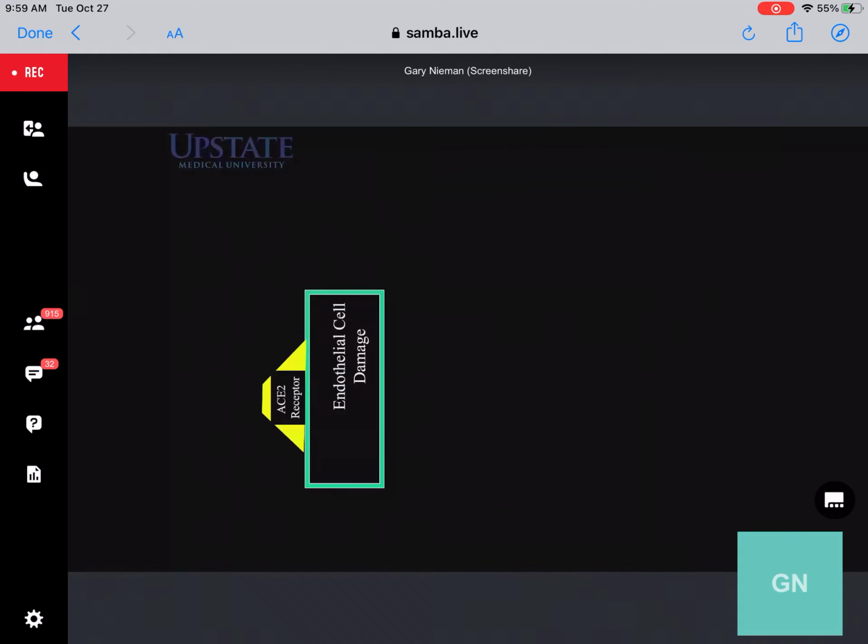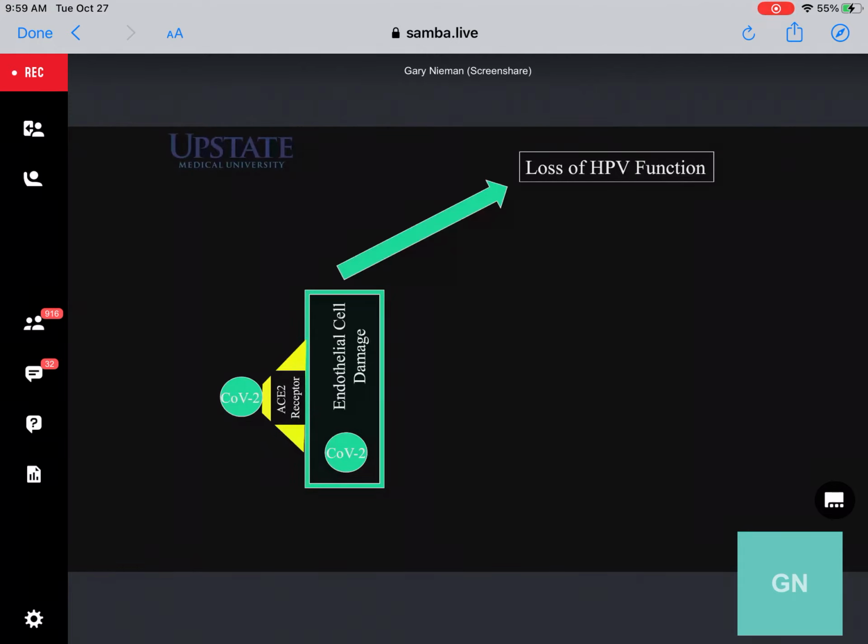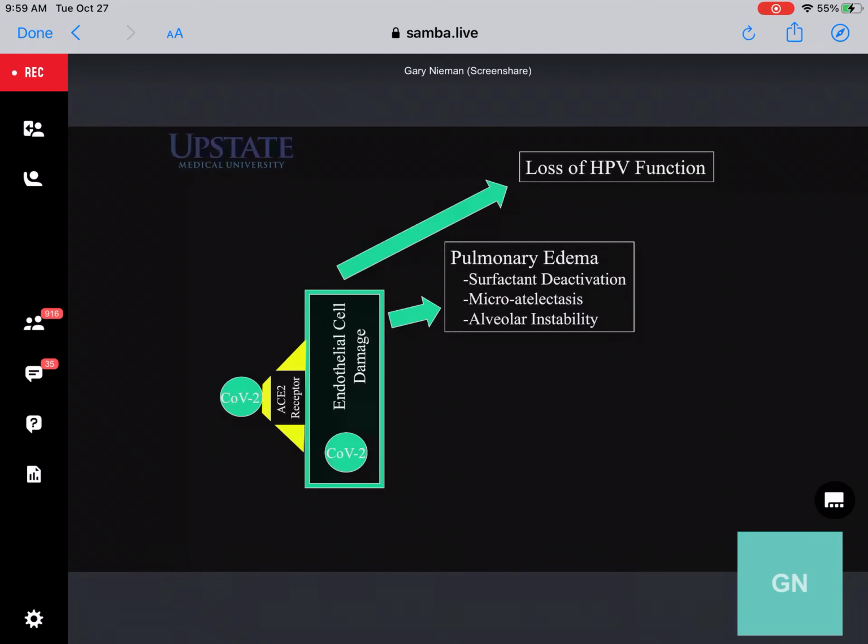So to summarize, we have an endothelial cell with an ACE2 receptor, the SARS-CoV-2 attaches to the ACE2 receptor and it gets into the cell, killing the cell, causing loss of HPV function. The endothelial cell and the smooth muscle work hand in glove in order to control HPV, and it's hypothesized if there's a lot of cell death that the muscle isn't going to respond properly. Also damage the endothelial cell, you're going to get edema, surfactant deactivation, microatelectasis, and alveolar instability, of course causing those drivers of recruitment, de-recruitment, and stress multipliers.